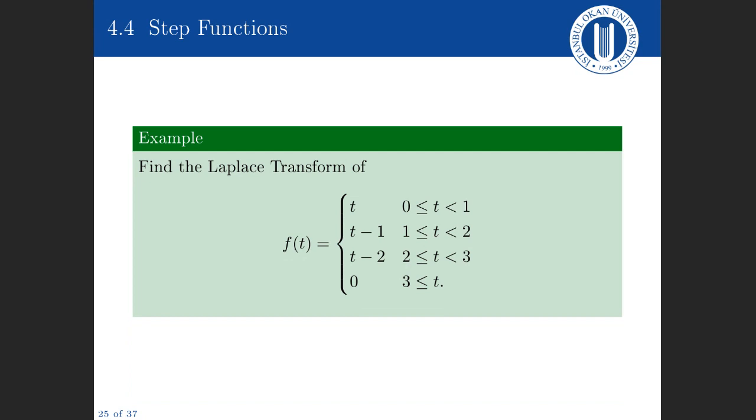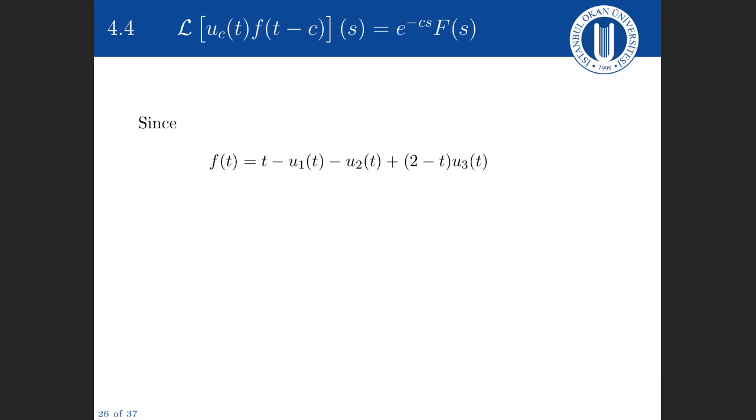For example, next example, find the Laplace transform of this function. This is a function that we've looked at before. It's the function where the graph looks like this. We've already written this function in terms of the unit step function. We've previously found that this function can be written as t minus u1 t minus u2 plus (2 minus t) u3. For our purposes, I want to write this as t minus u1 t minus u2 t minus u3 t minus u3 (t minus 3).